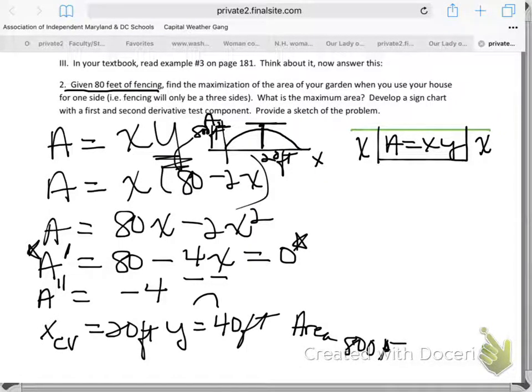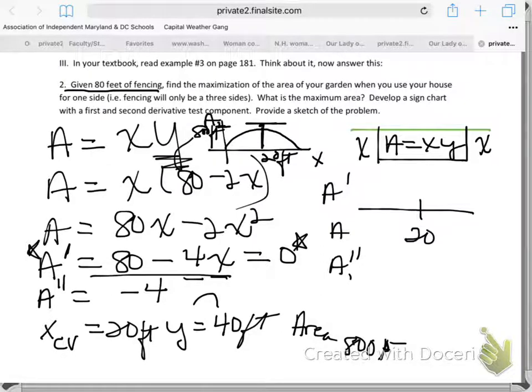Okay, so let's get our little sign chart. So we know that our CV is 20. Up here I'm going to put my A prime, and then my A, and then my A prime prime. If you take the slope of your area, which is right here, and I plug in 19, 80 minus 4 times 19 will be positive. If I plug in 21, 80 minus 4 times 21 will be negative.